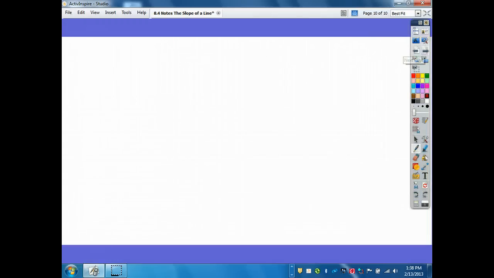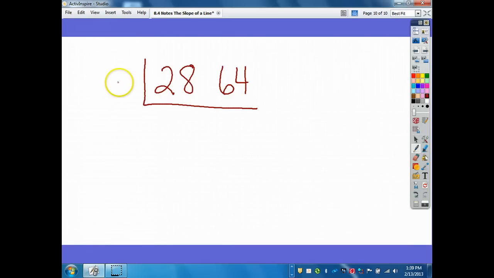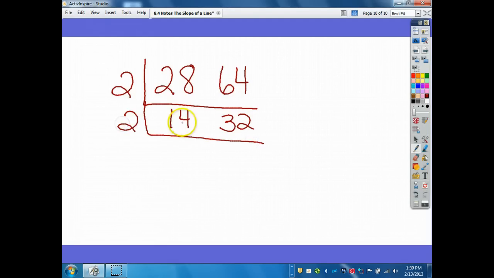Now, just a quick review, because there's a couple review questions on finding the greatest common factor. Say I have 28 and 64. How do I find my greatest common factor? Remember using the upside down division? Okay, prime number only out here. Give me a prime number that goes into both of those. Two. Good start, so that goes into there. 14 and 32. Is there another prime number that goes into both? Two again. So two goes into here. Seven.